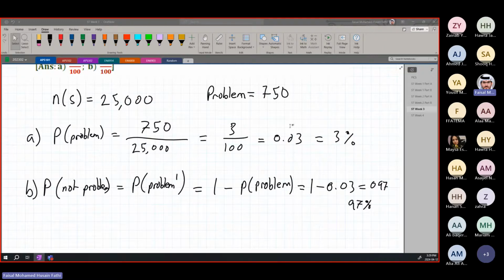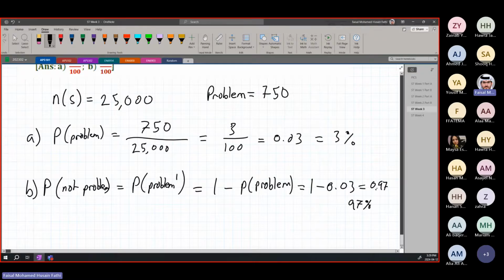When we calculated it, we got 0.03 of them having a problem. So 1 minus 0.03 is going to be 0.97. This is 0.97. If we look at it percentage-wise, we have a 3% chance of them having a problem. 100% minus 3 is a 97% chance of them not having a problem. Okay, that is the whole point.